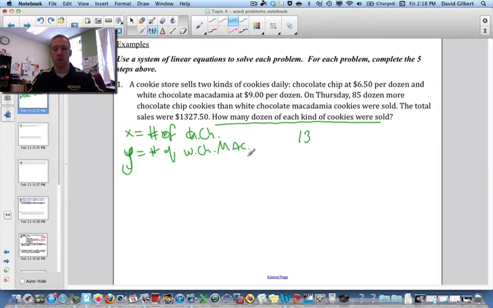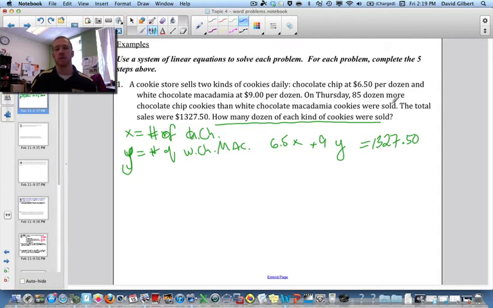So I'm going to write equals $1327.50. I know something has to add up to that. So what adds up to that? The money for the chocolate chip and the money for the macadamia. Well, it was $6.50 for the chocolate chip plus $9 for the macadamia, and that adds up to your total money of $1327.50.